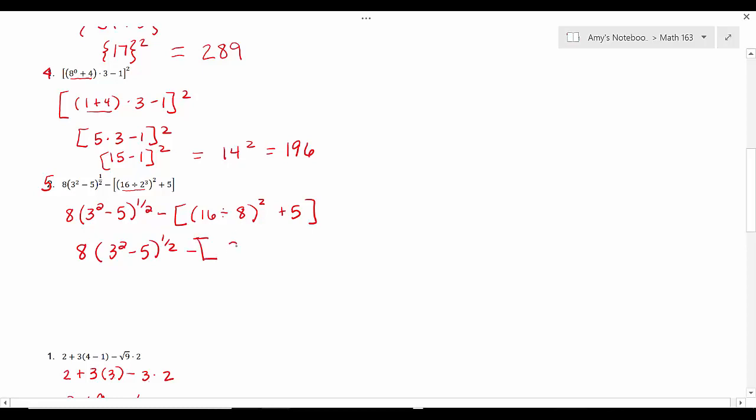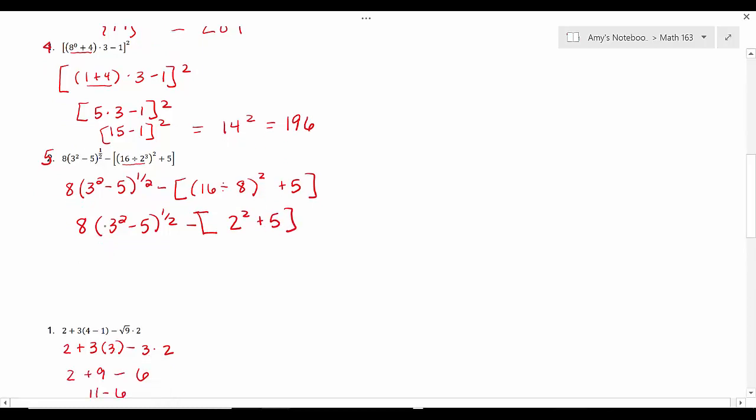16 divided by 8 is 2. I'm going to go ahead and do these parentheses next. 3 squared is 9 minus 5, to the 1/2, minus 2 squared is 4, plus 5. 9 minus 5 is 4. 4 plus 5 is 9.